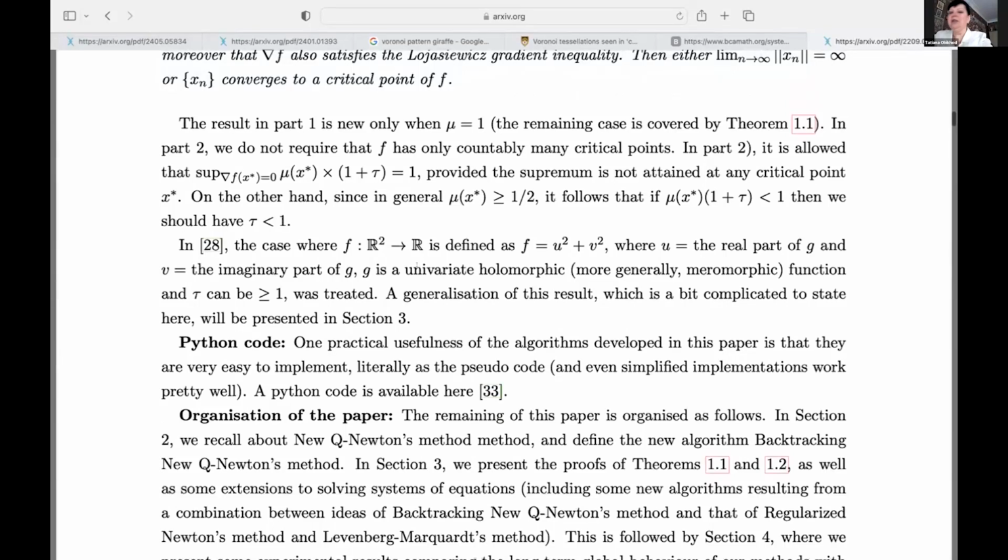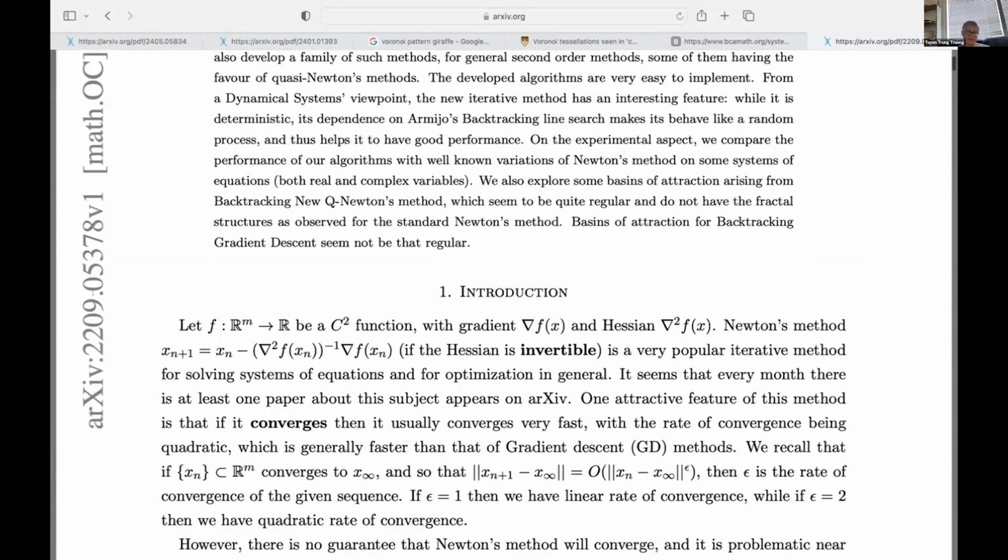And the arXiv number, can you tell me the number of this paper? Oh yeah, okay, so it's here: 2209.05378. Okay, thank you very much. Yeah, okay.